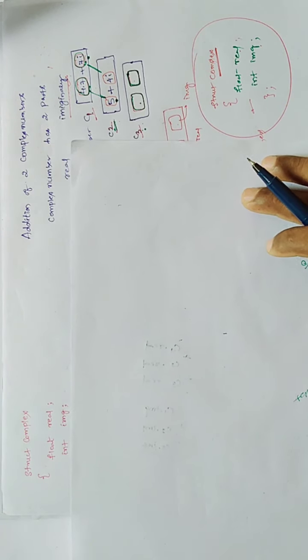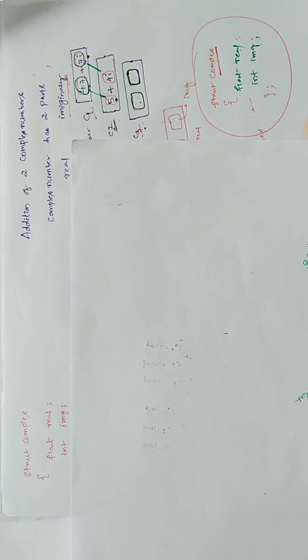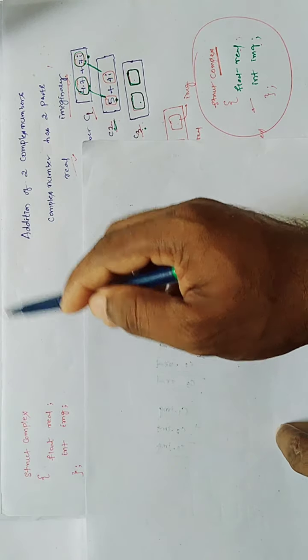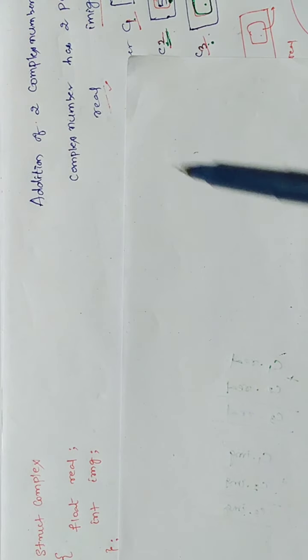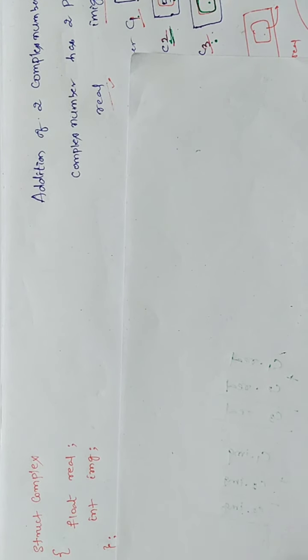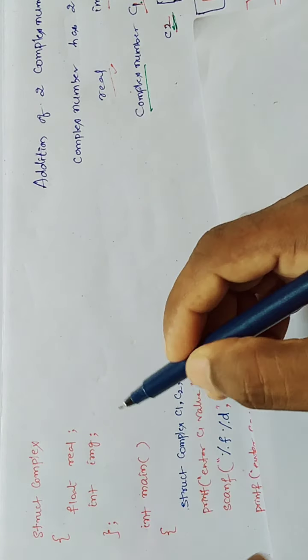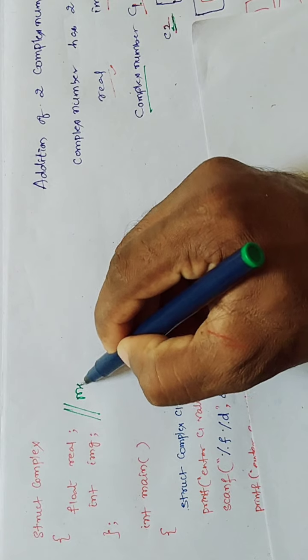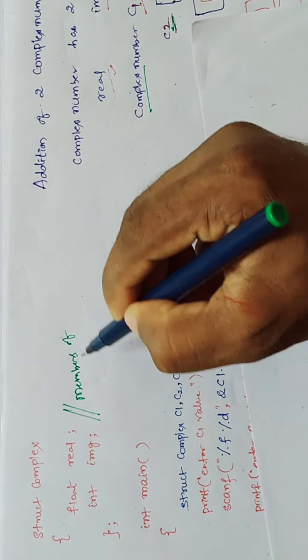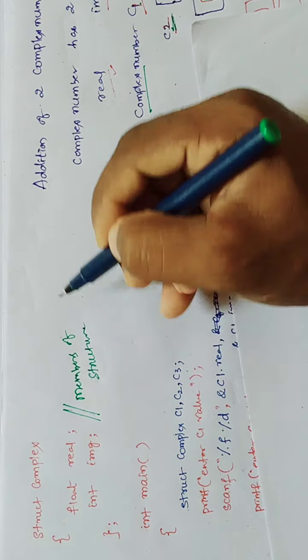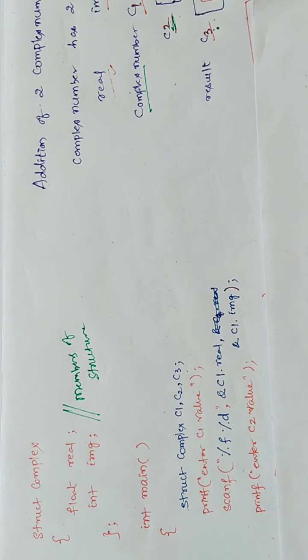So we are interested in a definition of complex, right? Complex should support two data members. One is a real member, another one is an imaginary member. These two we call members of the structure. The complex definition is completed.